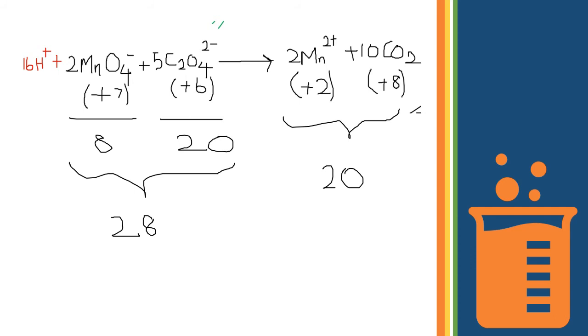So what can we do? Where should we add water? Is it to the reactant side or the product side? Of course, we had to add water to the product side. So, how many oxygen molecules are missing here? 8 is missing. So we add 8 water. There you go. Now we have finally obtained the balanced redox reaction.